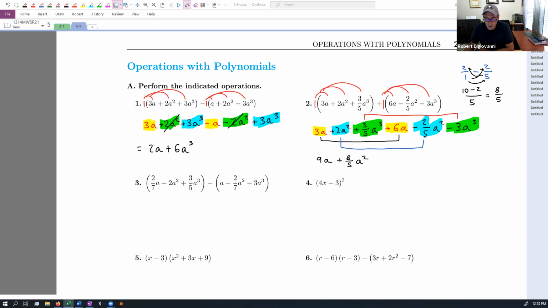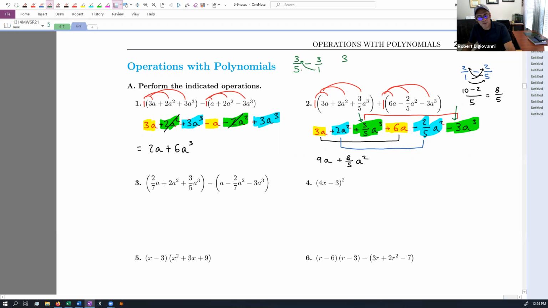Someone want to tell me how many a cubes we have? I got 18 over 5 a cubed. Is it okay? Did you get positive or negative 18 over 5? Did you do 3/5? That's the number in front of a cubed here. Yes. And did you do minus 3 over 1? Yes. Okay. And then when you multiply here to here, you get 3.